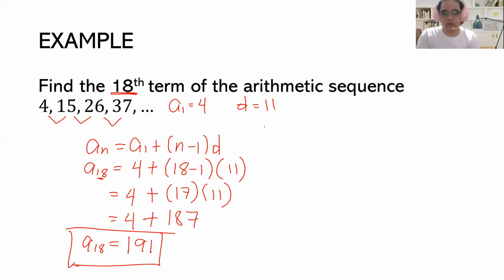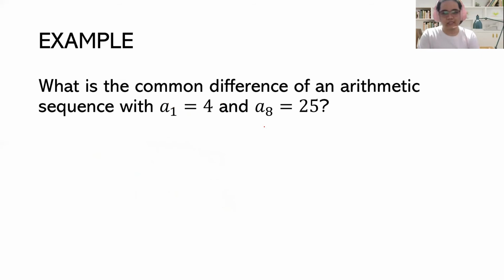Okay? So another example. What is the common difference of an arithmetic sequence with A sub 1, or first term, that is 4, and A sub 8, or the 8th term, which is 25? So again, pwede nating kunin yung... So how are we going to solve this one?